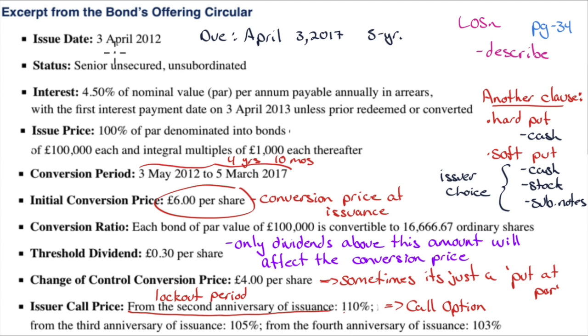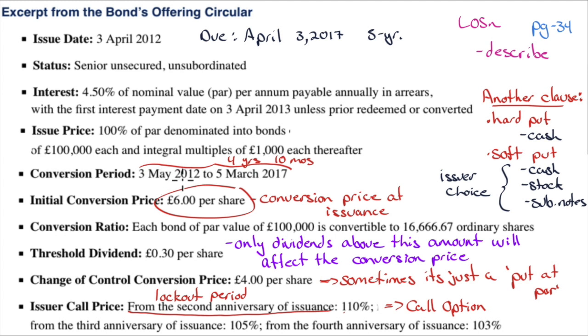Our issue date is April 3rd, 2012. It's due April 3rd, 2017. We got a 5-year convertible bond. First thing I want to do is draw your attention all the way down here to the conversion period. Notice that it's 4 years and 10 months. A 5-year bond and the conversion period's 4 years, 10 months. You can pretty much start to convert it almost right away.